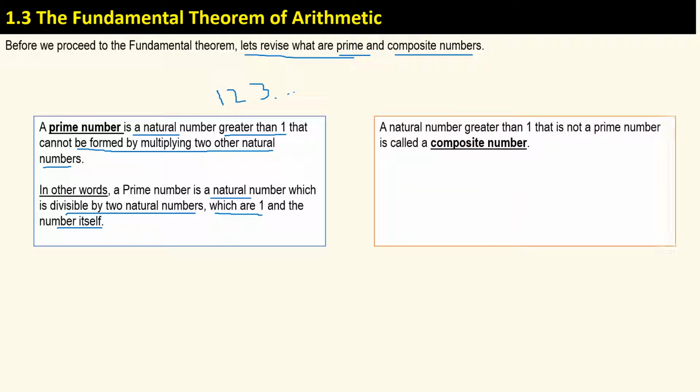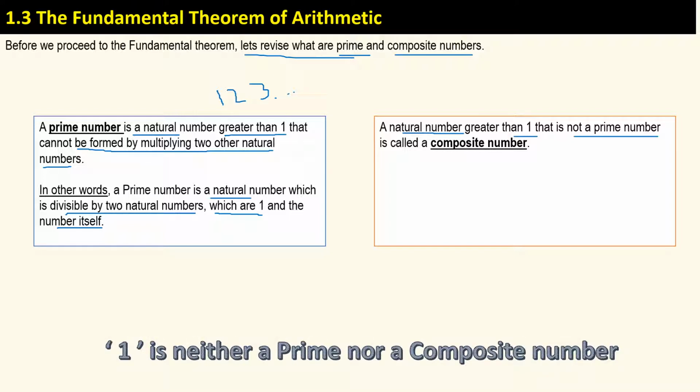And what are the composite numbers? A composite number is a natural number which is greater than 1 and which is not a prime number. So the number which is not a prime number is a composite number. And what about the number 1? By these definitions, a prime or composite number must be greater than 1, so we notice that 1 is neither a prime number nor a composite number.